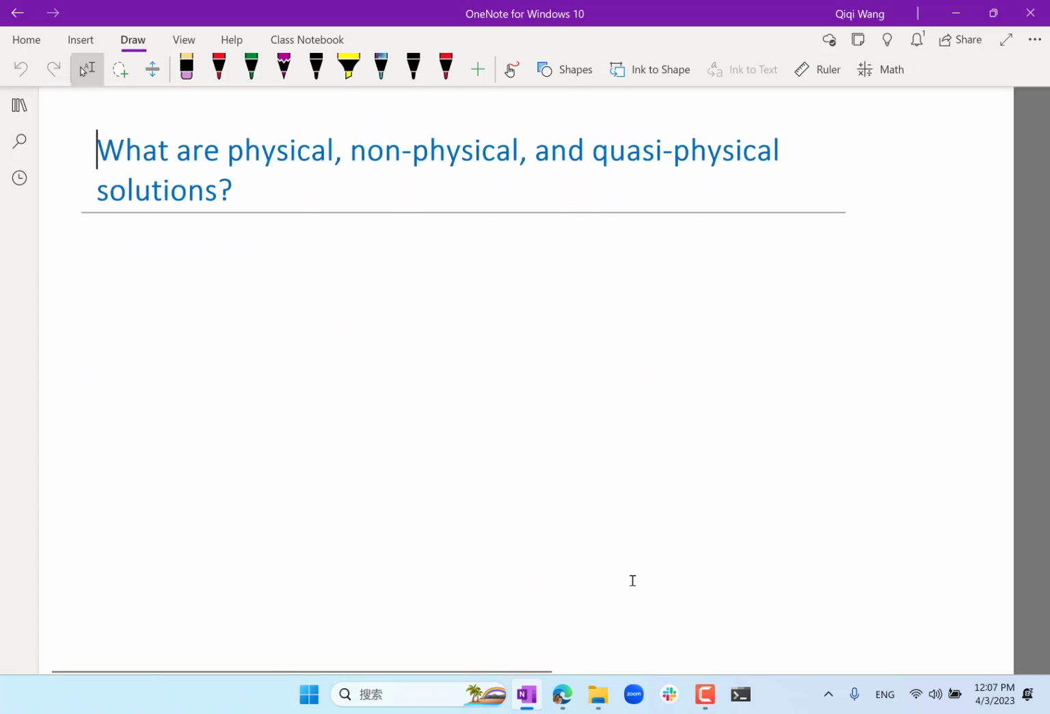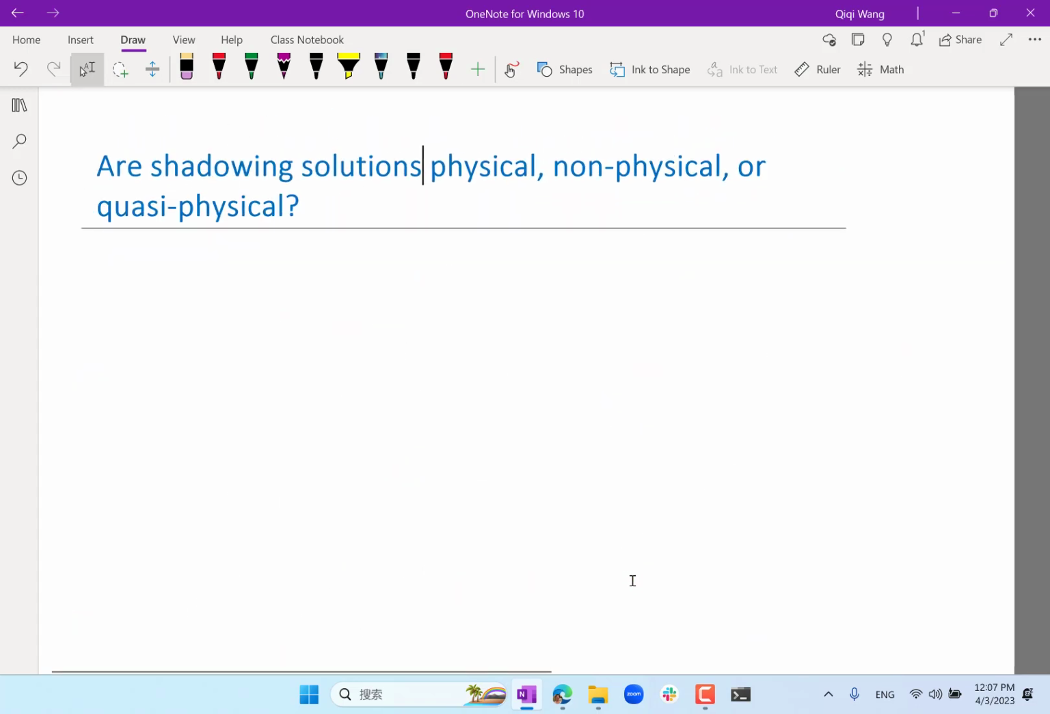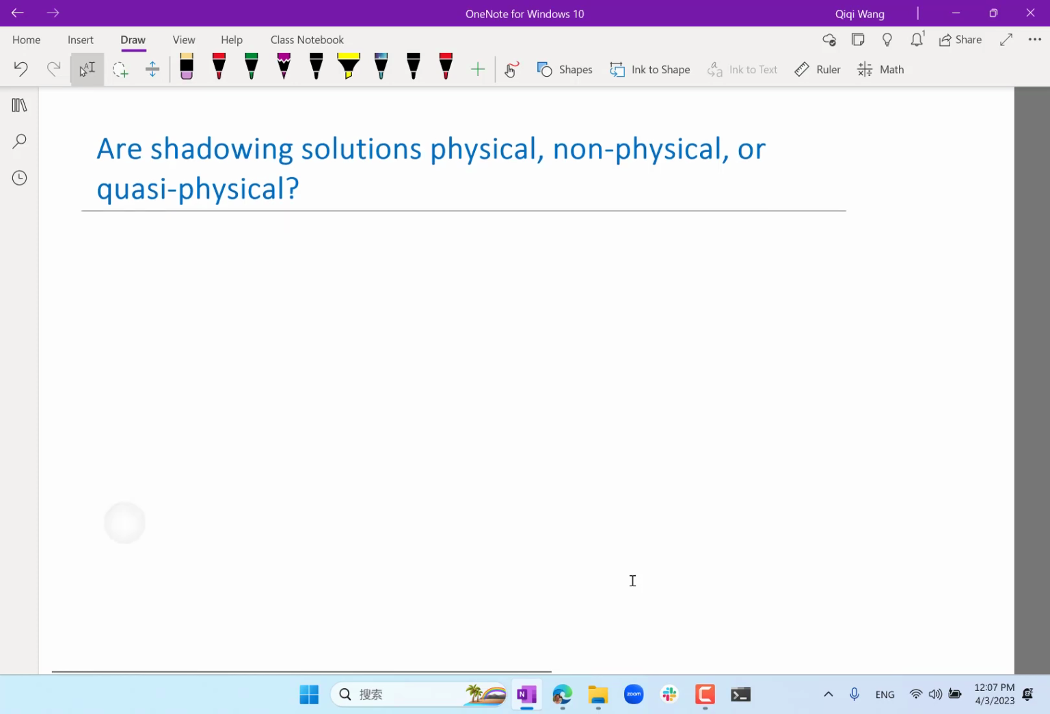Okay, so let's look at shadowing. Are shadowing solutions physical, non-physical, or quasi-physical? And the answer is it can be either physical or quasi-physical. We just can't tell. So let me give you an example of a quasi-physical shadowing solution.